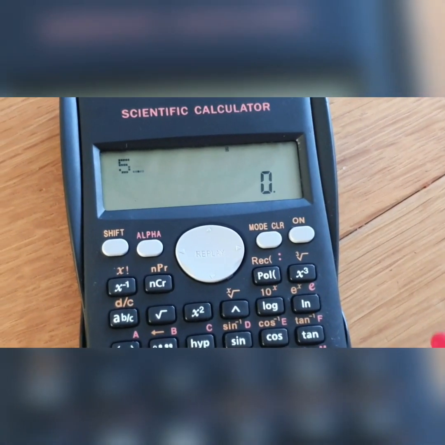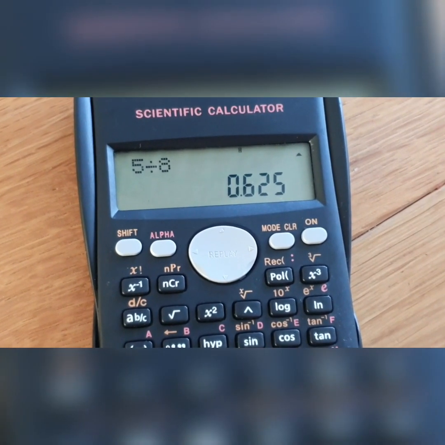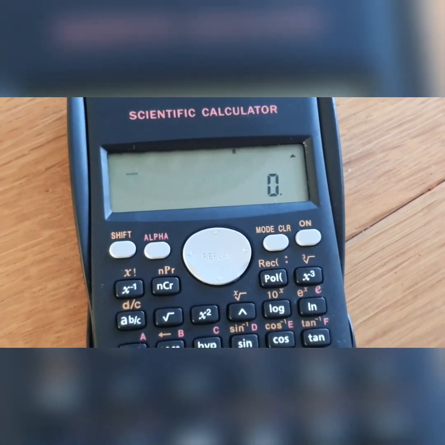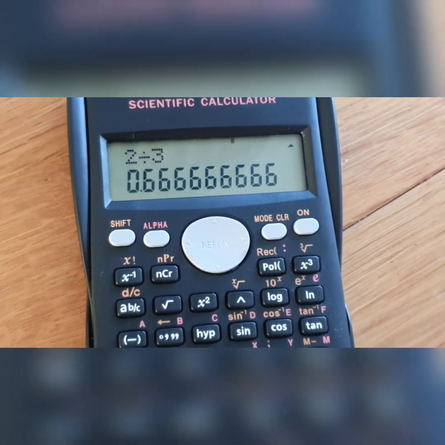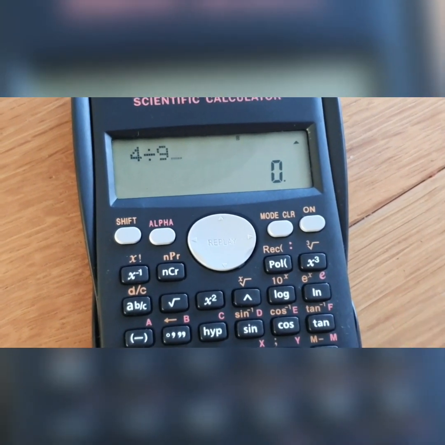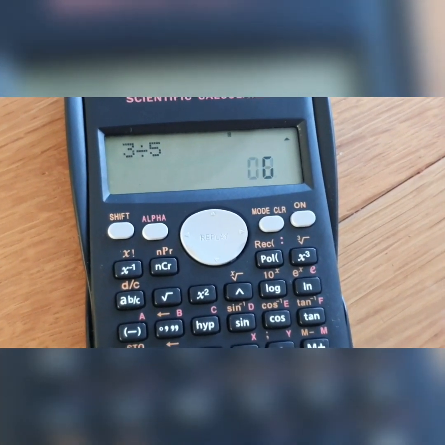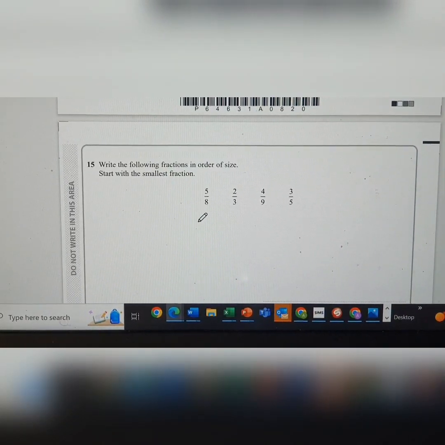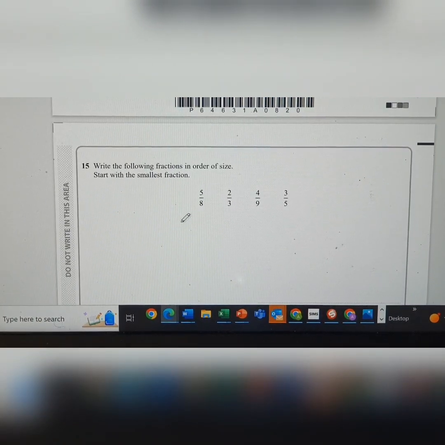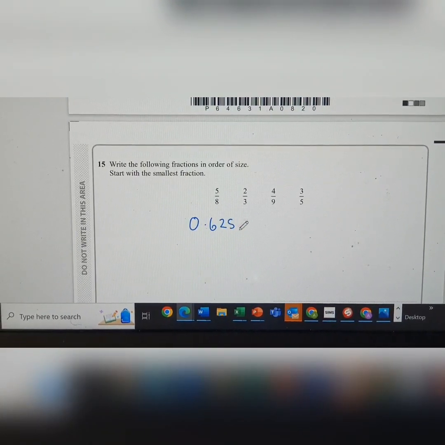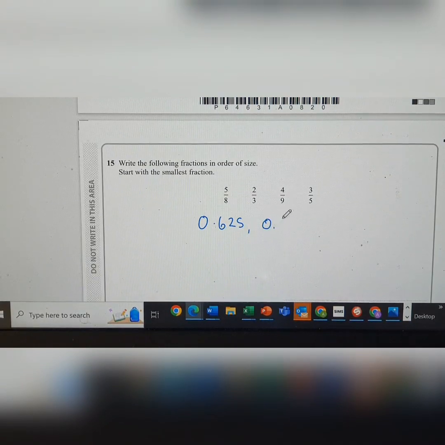You can do 5 divided by 8, which is 0.625. You can do 2 divided by 3, which is 0.6 recurring. 4 divided by 9, 0.4 recurring. 3 divided by 5, 0.6. So 5 divided by 8 is 0.625. 2 divided by 3 was 0.6 recurring. 4 divided by 9 is 0.4 recurring. And 3 divided by 5 is 0.6.